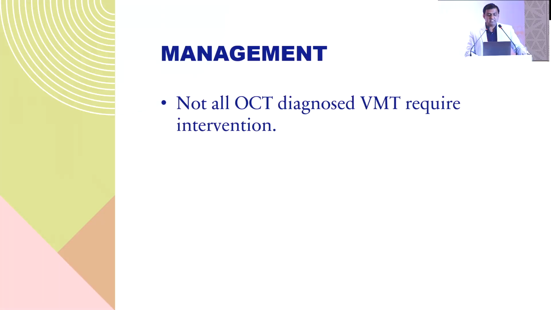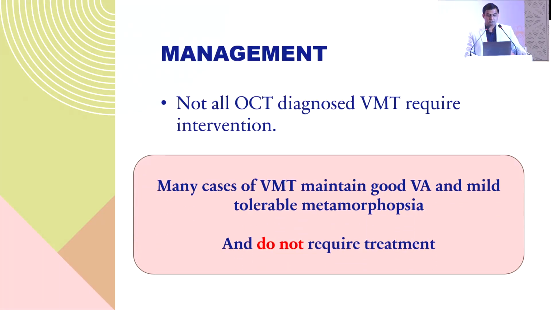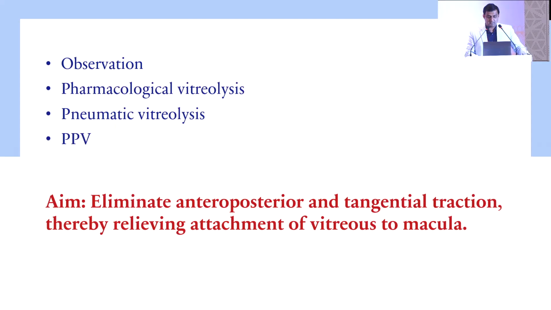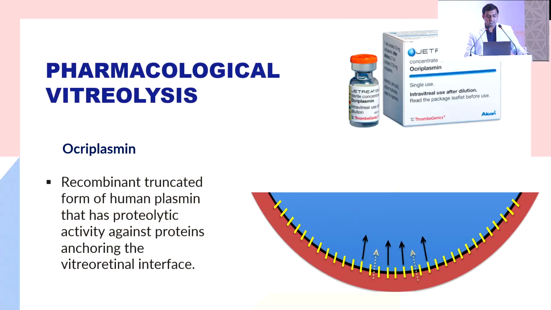Not all OCT diagnosed VMT require intervention. That is a very important statement here, because many of the VMT maintain good visual acuity and mild tolerable metamorphopsia and might not require treatment. Observation, pharmacological vitreolysis and pneumatic vitreolysis have been tried, and in cases where it increases and the patient's vision decreases, that is when the PPV comes into the picture to eliminate the anterior-posterior and the tangential traction, thereby relieving the attachment of the vitreous to the fovea.